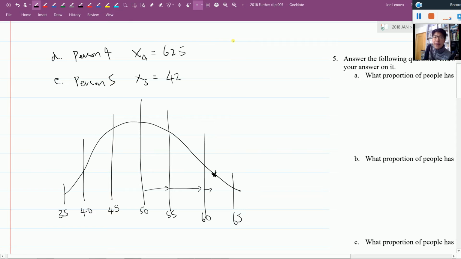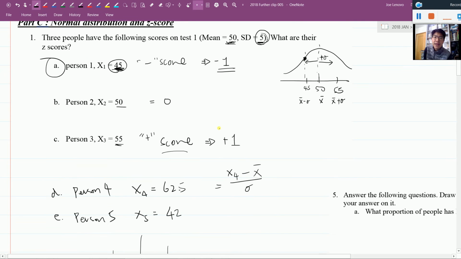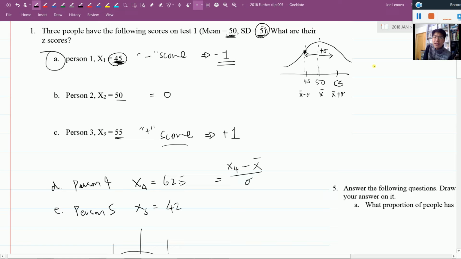The formula would be your numbers, take away the mean, divided by the standard deviation. So what we are doing is asking ourselves how many deviations away it is. For the first one it is -1, because 45 take away 50 divided by 5 is -5 over 5, which gives you -1. So we understand what's going on, but try to apply this into the formula.